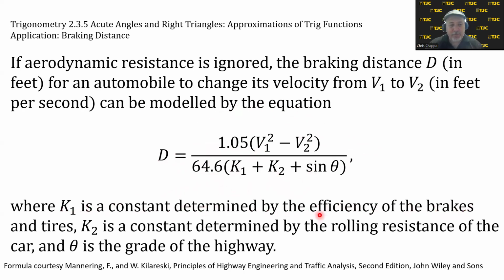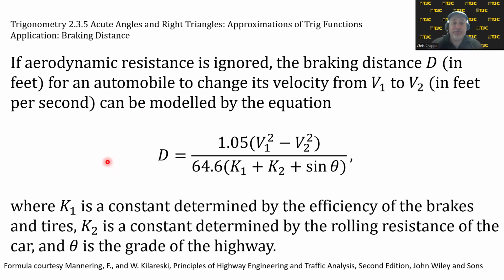where k1 is a constant determined by the efficiency of the brakes and tires, and k2 is a constant determined by the rolling resistance of the car, and theta is the grade of the highway. Full disclosure, I do not know how to calculate k1 and k2, but in a problem like this, they would be given to us.